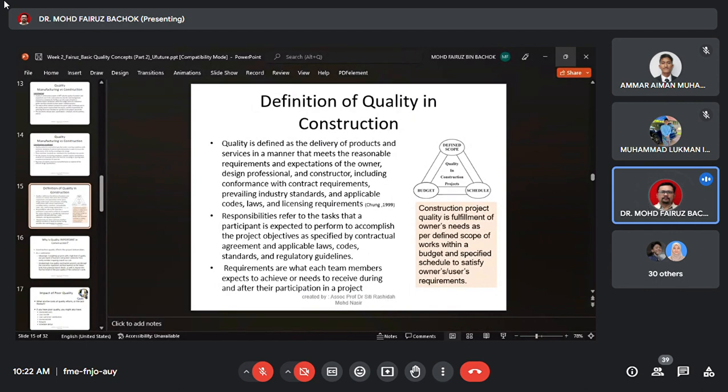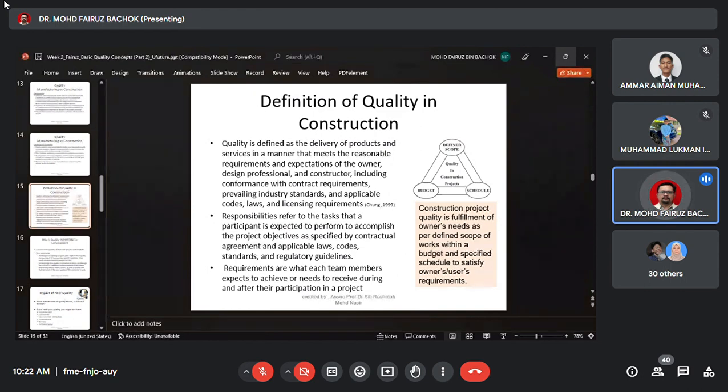This one is quoting Chong, 1999. Again, we see the repetition of the words requirement, expectation, and also conformance. Bear in mind, once you work on a construction site, make sure of requirement, expectation, and conformance. Requirement and expectation are up to the owner, but conformance is about looking at the contract, specification, or standard.